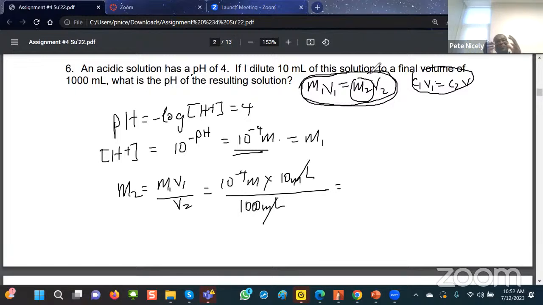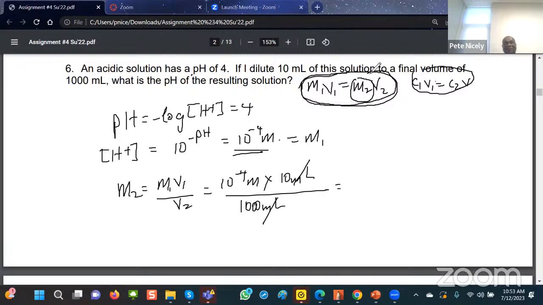So you're starting off with 10 mils of the original solution, right? And you're adding water until the final volume is 1,000 mils. Right? So the initial volume is 10 mils and the final volume is 1,000 mils. So the final volume wouldn't be 1,000 minus 10. It would just simply be 1,000 mils.